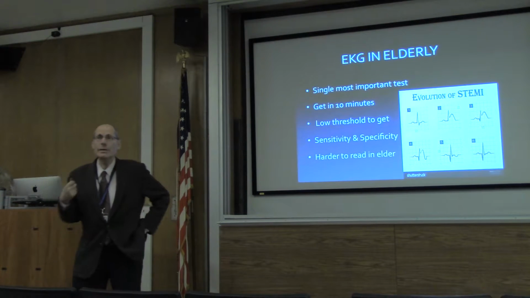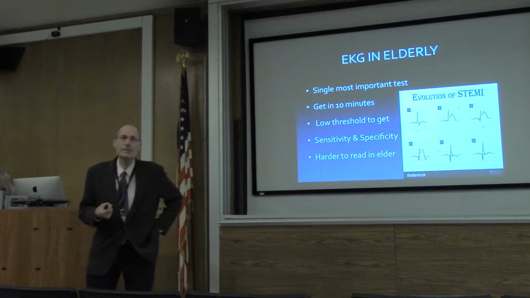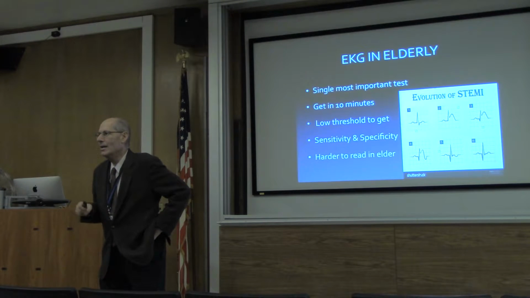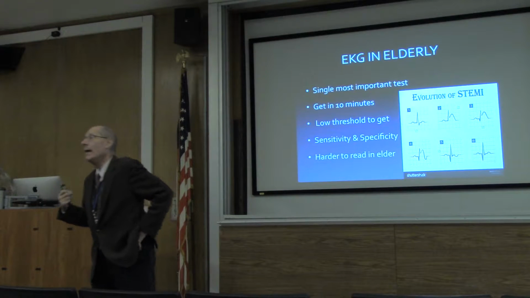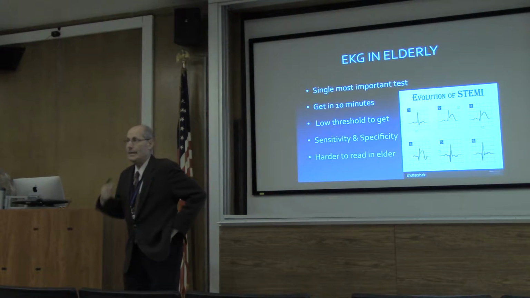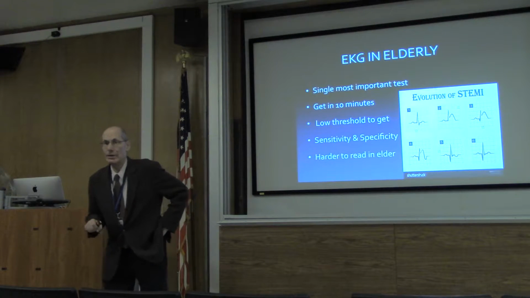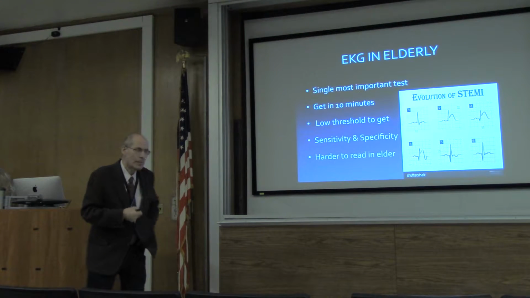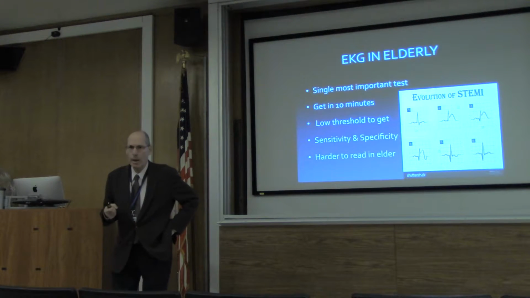And your threshold in the elderly should be lower to get it. I know sometimes people say, well, what happens if I get it and it's abnormal and now I'm stuck? Well, maybe you should be stuck, because it might be something real. And you want to err on the side of overdoing the EKGs in elderly patients who you think might have a coronary syndrome. And what about the sensitivity and specificity? Is this 100%? No.